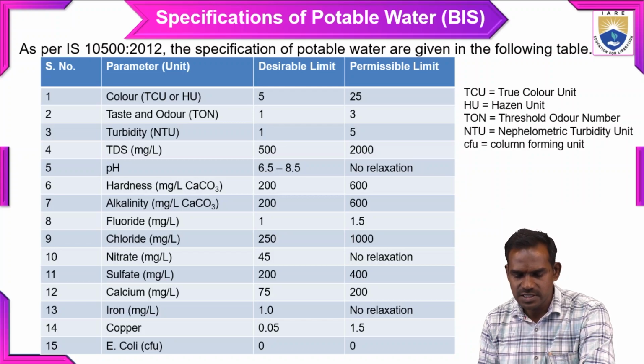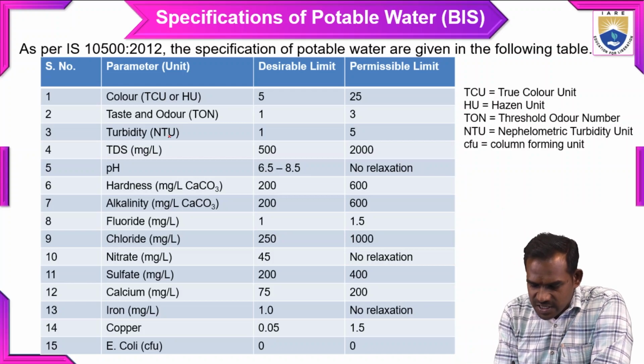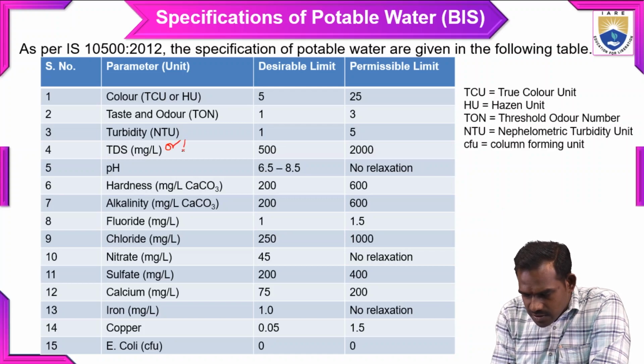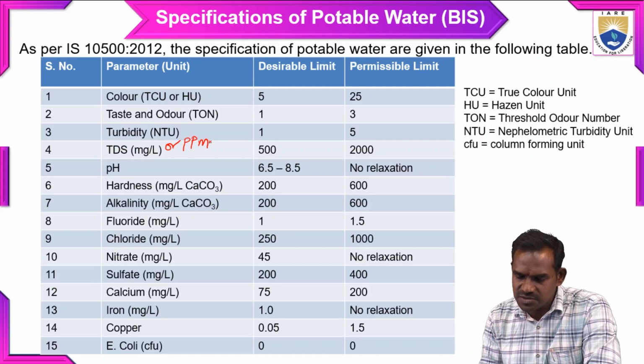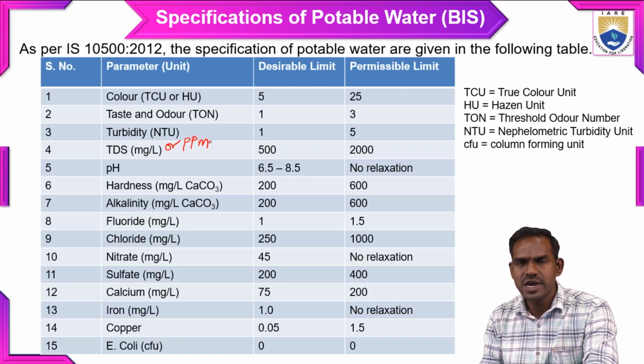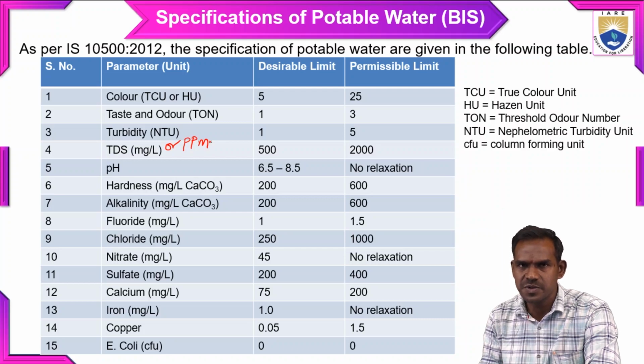The next parameter is TDS. Full form is total dissolved solids, which is measured in units of milligram per liter or ppm. Milligram per liter is nothing but ppm, parts per million, which is same as milligram per liter, mg per L. The desirable limit for TDS is 500 ppm and the permissible limit is 2000 ppm.